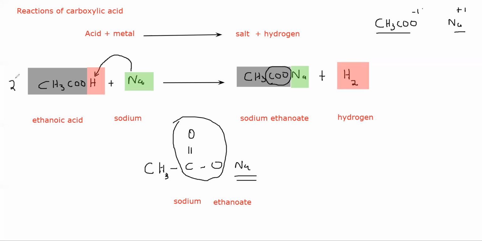Hydrogen in the pink shade is balanced because this 2 is with hydrogen. Now when I put 2, this gray shade CH3CO is 2 on the left hand side, and CH3CO is 1 on the right hand side. So I put 2. So this gray shade CH3CO is also balanced. But when I put 2, sodium is 2 on the right hand side. So I will put 2 as well. So sodium is also balanced.